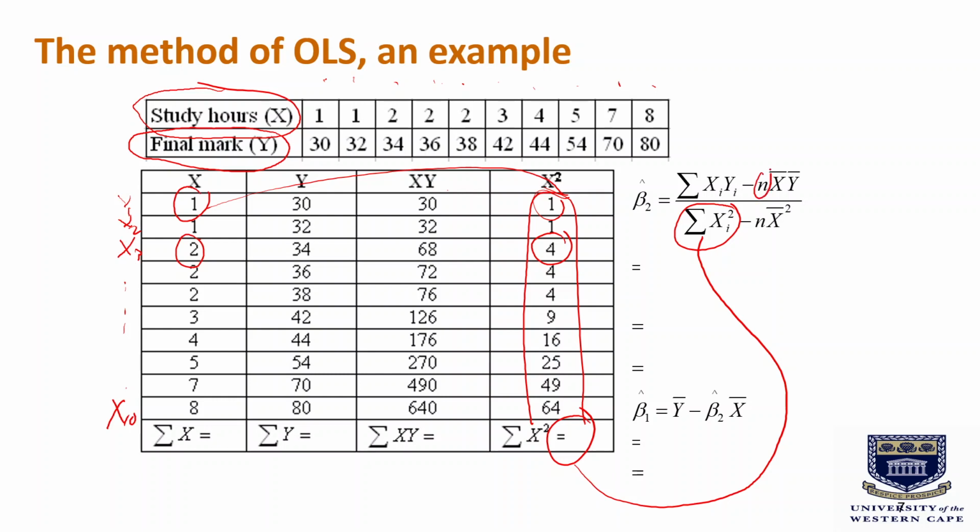N is just the number of data points that we have, the number of observations, and of course x bar and y bar are respectively the means for x and y. And that is found by dividing the sum of x and the sum of y respectively by the number of observations, n, which in this case is 10. N equals 10 in this example. Okay.